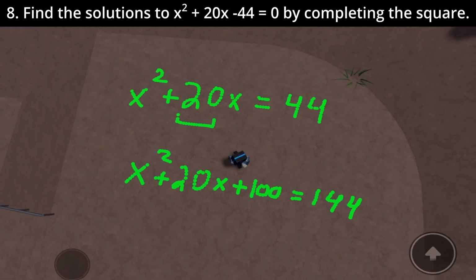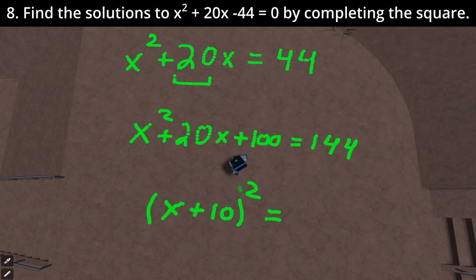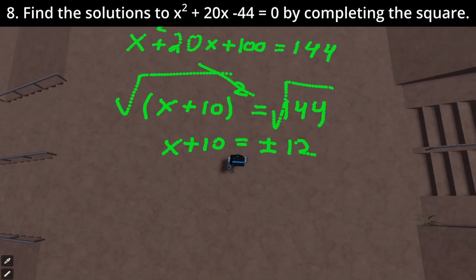Now let's just factor the left side. X squared plus 20x plus 100 factors as x plus 10 squared. Just take the 20 in the 20x and divide it by 2 to get the 10 to put in the parentheses. And then that just equals 144. Take the square root of both sides now. And you're going to have x plus 10 is equal to plus or minus the square root of 144, which is just 12. And now we can subtract 10 from both sides.